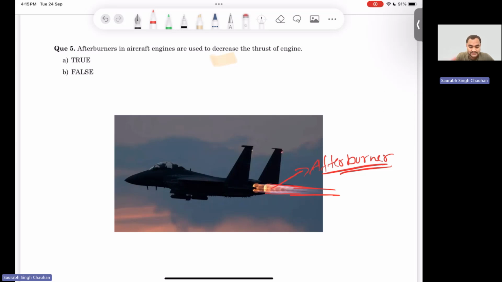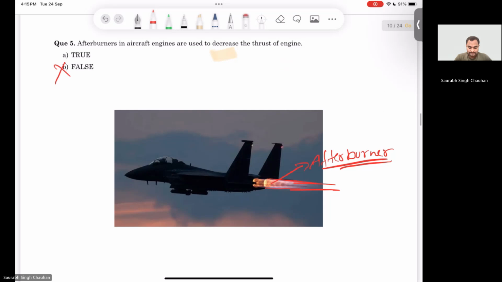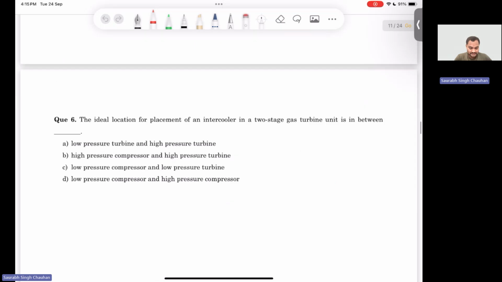Okay, so then you will have to use the afterburner. Many times you use the afterburner, whenever you require extra thrust. So afterburners are used to increase the thrust, not decrease. Okay, so this option is false. In many pictures or videos, you might have seen these visible flames. This is not an accident, not an accidental fire. This is something coming out from the afterburner. I hope this is clear, and we should move to question number 6.